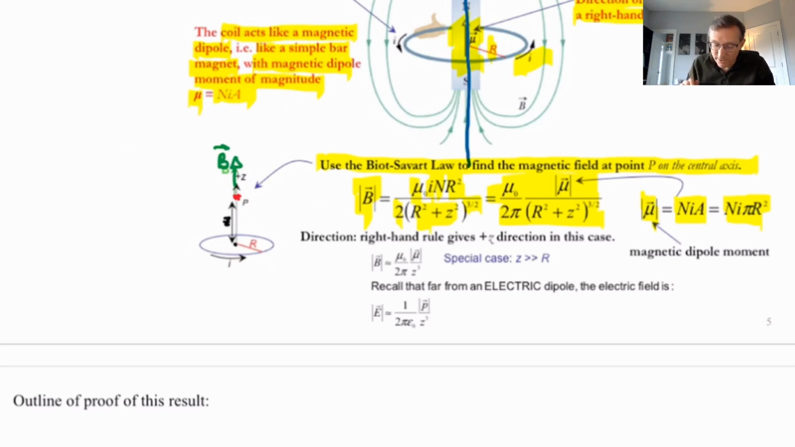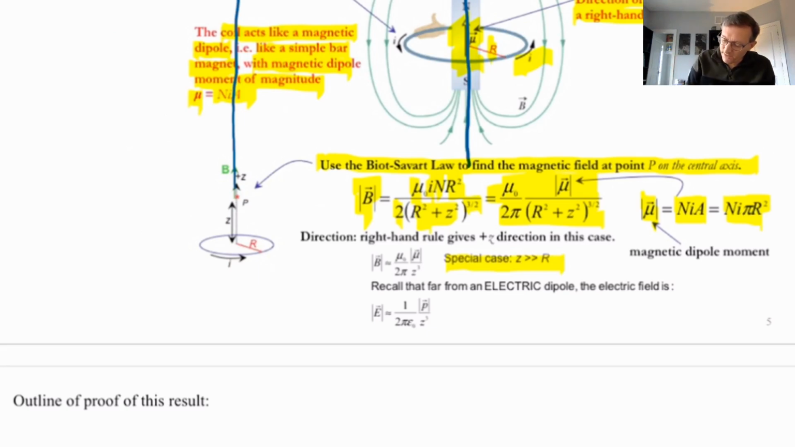I will, however, tell you a special case of this answer. If the point P is very far out on the z-axis, so not like what you see here, but much farther out, way up here somewhere, how does this formula for B simplify? So I'm looking at the special case where z is much, much greater than R.